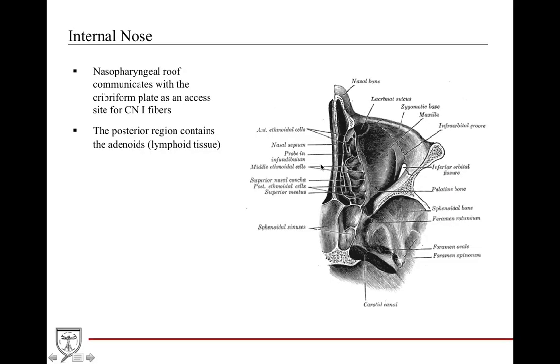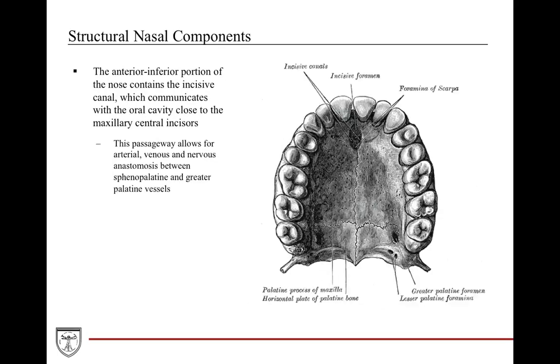So when we talk about the internal nose, it's also important to talk about the cavities as well. The nasopharyngeal roof communicates with the cribriform plate, and it's the access way for the olfactory nerve fibers into that nasal cavity. Other than that, the olfactory nerve does not actually enter into the cavity. In the posterior superior region of the nasal cavity, you have what are called the adenoids, which are lymphoid tissue that help with fighting off localized infections.